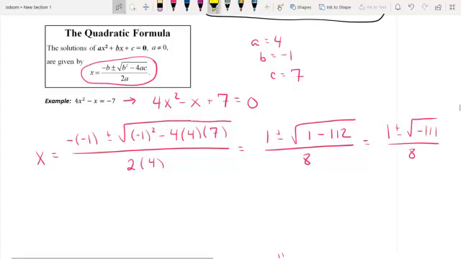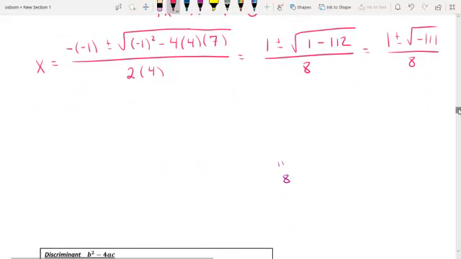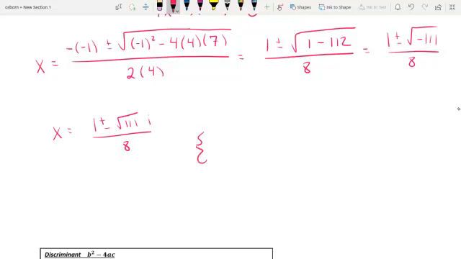Now I'm going to go ahead and simplify this, so I'm not going to leave it as the square root of negative 111. I'm going to simplify this to x equals 1 plus or minus the square root of 111 i over 8. Now, if you are asked to put it in a plus bi form, then what you would do is you'd say 1/8 plus the square root of 111 over 8i, comma 1/8 minus the square root of 111 over 8i.